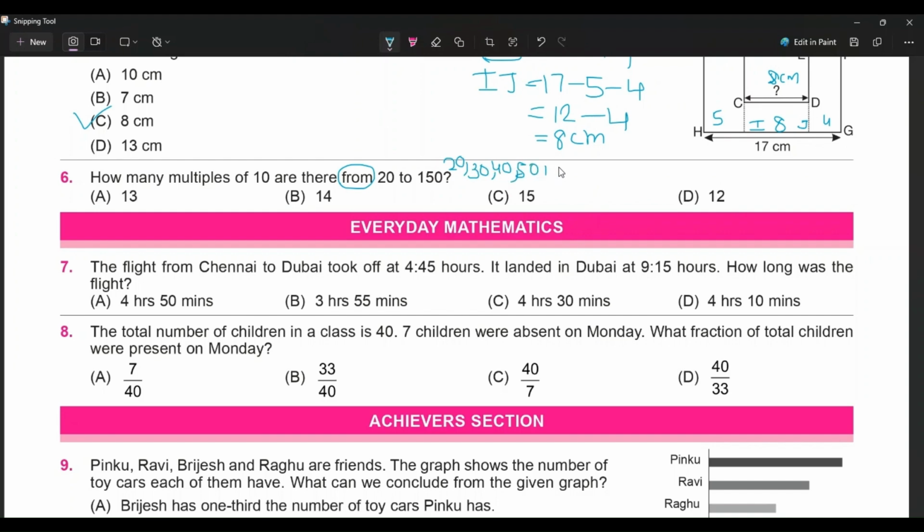20, 30, 40, 50, 60, 70, 80, 90, 100, 110, 120, 130, 140, 150. So how many multiples of 10 are there? 1, 2, 3, 4, 5, 6, 7, 8, 9, 10, 11, 12, 13, 14. So option A, 13, wrong, option B, 14, is the right answer.